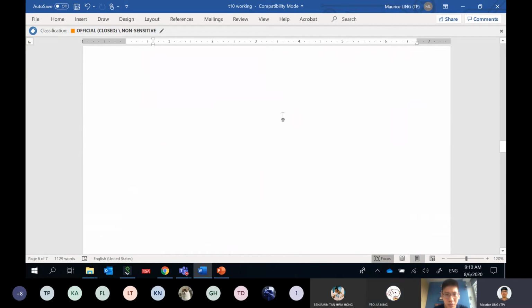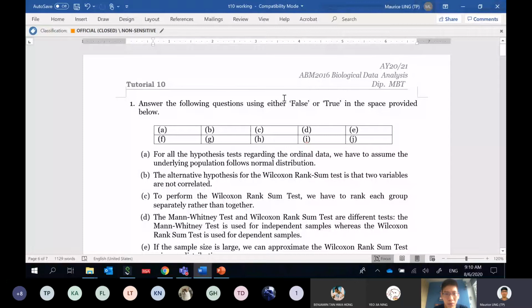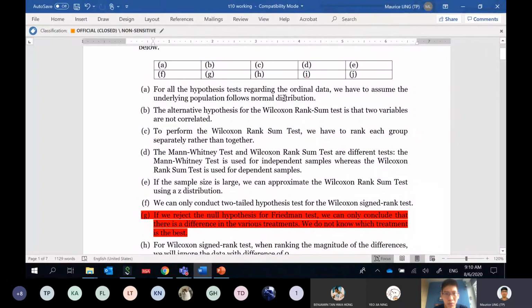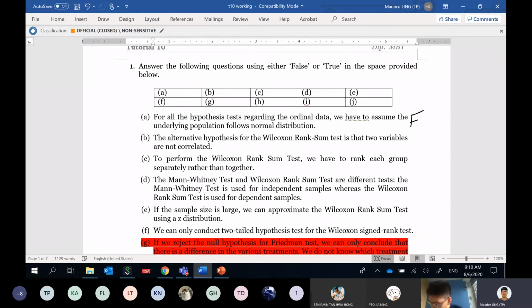Okay, so we go to a true false question and we are done. In fact, today is the last tutorial. Okay, so 1A, for all the hypothesis tests regarding ordinal data, we have to assume that the underlying population follows normal distribution. Is that correct? True or false? Jian? False. Yeah, we cannot assume. That's why we have to do a test.